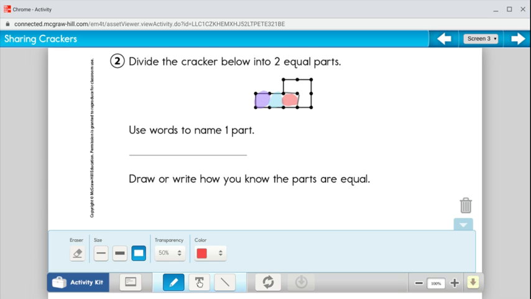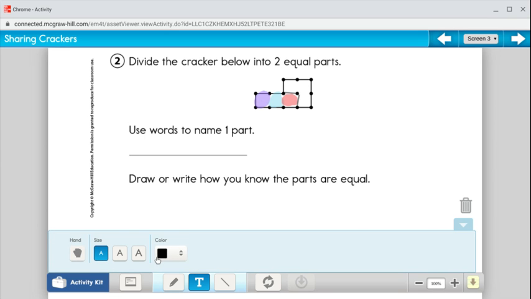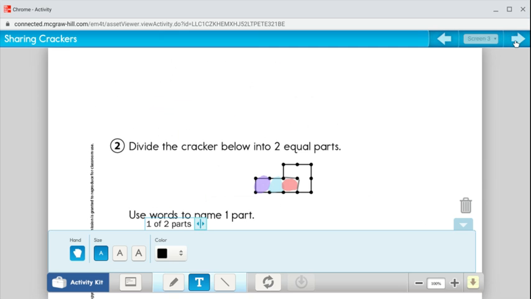And what are we going to name that part? We're going to name it the same thing we did on the above one. Since it's still 2 equal parts, we can say 1 out of 2 parts, or we can say 1/2, right? And then it asks us, how do we know that we have equal parts? Draw or write it. Well, we did. We colored it in, right? We colored this in. That's 1, 2, 3. We could also color those in to show 1, 2, 3. 2 equal parts, right? Excellent.